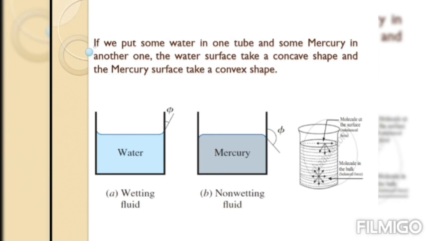Here we consider some water in one tube and some mercury in another tube. The water surface takes a concave shape and the mercury surface takes a convex shape. Easily we can keep this in mind: the water surface has a concave shape because water wets the surface and creeps up the side. Mercury does not wet glass. Mercury always has a convex shape because the cohesive force in liquid mercury tends to draw it into a drop.